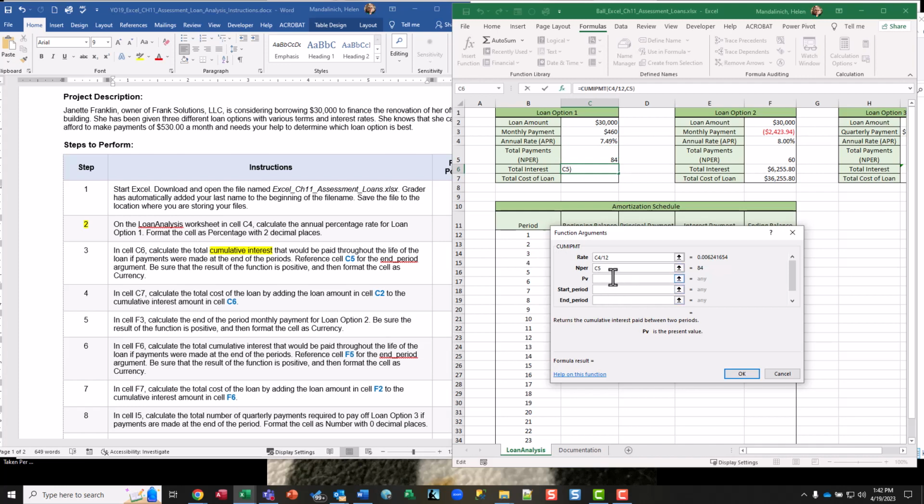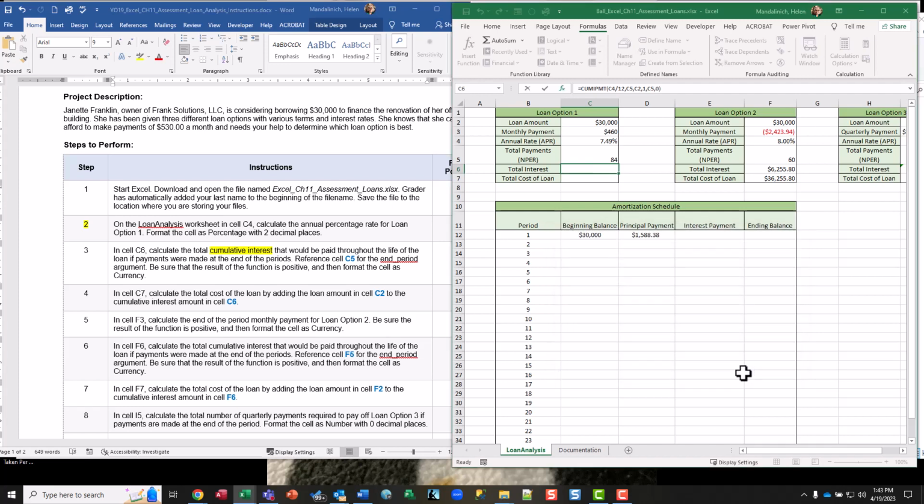The present value, which once again, remember in this one, if it begins with the CUM, you can't make the present value negative. So we'll have to do that after we finish here. So C2, the start period is a 1. The ending period, because this is a total cumulative, would be this C5, which is 84. And then remember, this is the one where you got to scroll down. There's another argument down here, and we're going to put a 0. We're going to go ahead and hit enter.